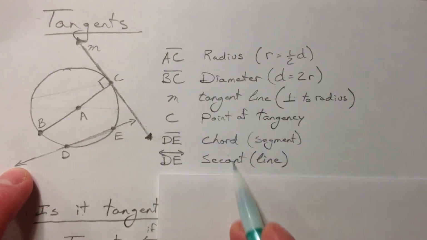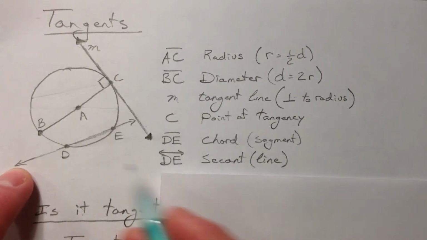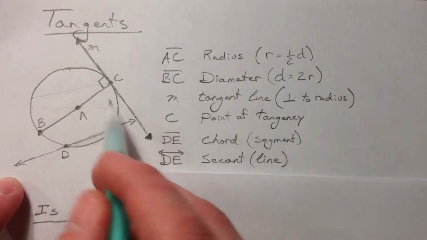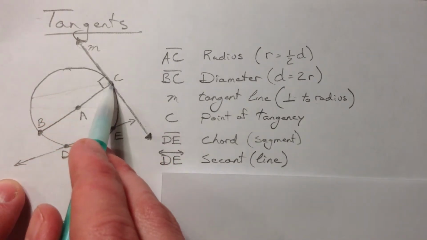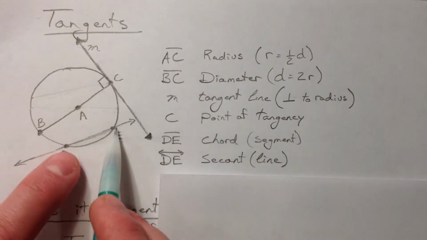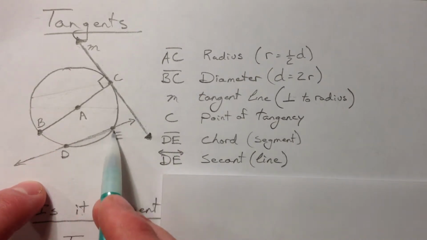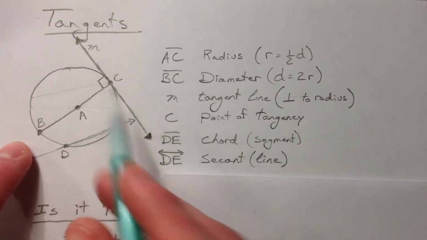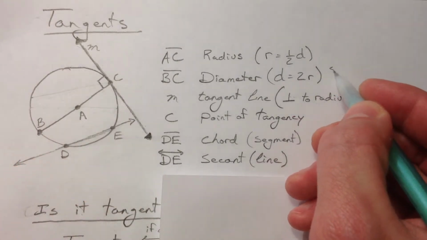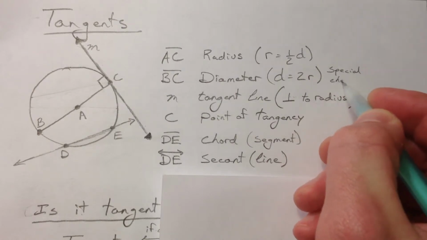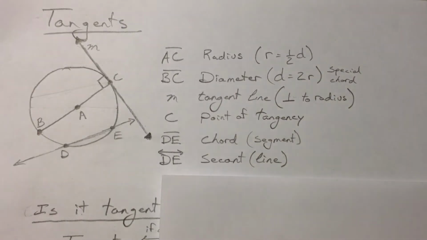The difference between a chord and a secant is the difference between a segment and a line. A line that goes all the way through and touches in 2 spots is called a secant. A line that touches only once is called a tangent. A segment is called a chord, DE. Notice that a diameter is a special chord. It is a chord, it just happens to include the center.